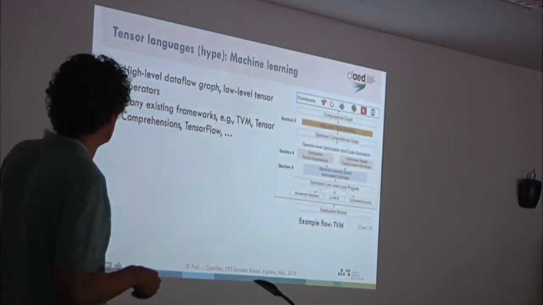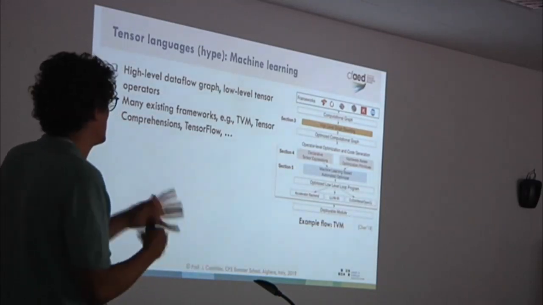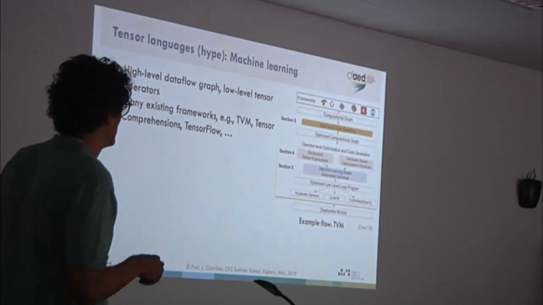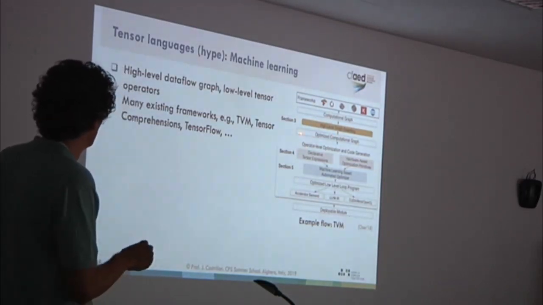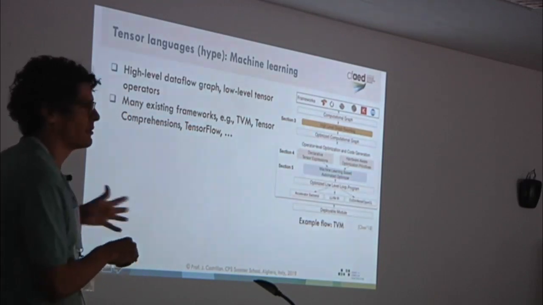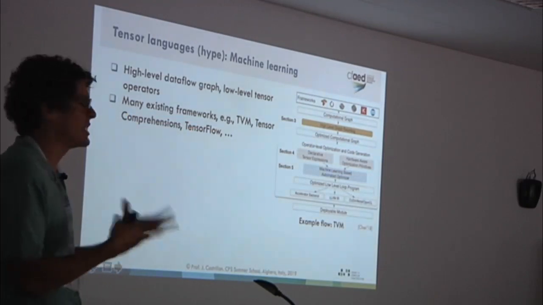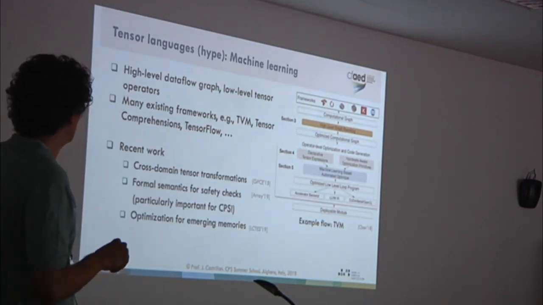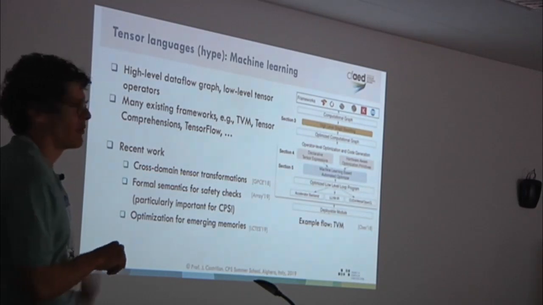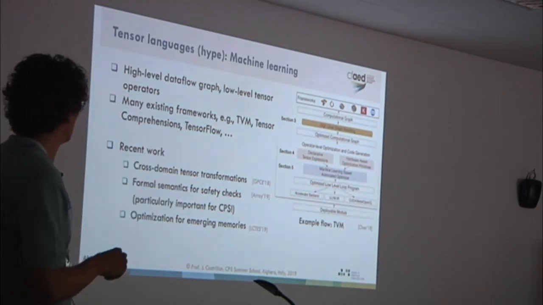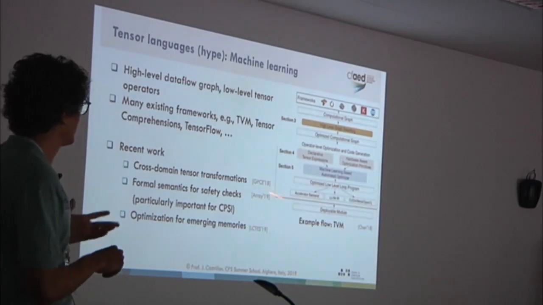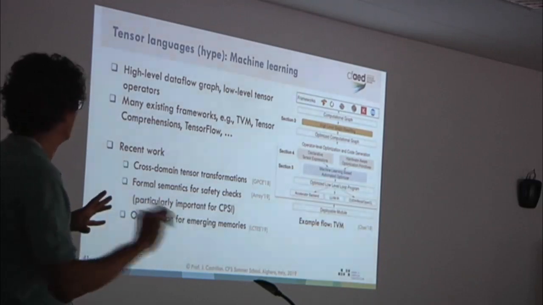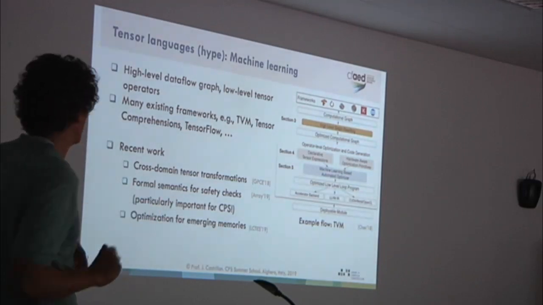I mention this here because this is relevant in the domain of AI and machine learning. Most of these kernels are written with tensors. This is a plot from TVM, from University of Washington. But there's also Tensor Comprehensions from Facebook, TensorFlow from Google. So you have different frameworks that are working with tensors. What we have been working on is formalized transformations that you can do on tensors, formal semantics for safety checks, and optimizing for emerging memories. I'm just going to give you a quick overview of the results there.